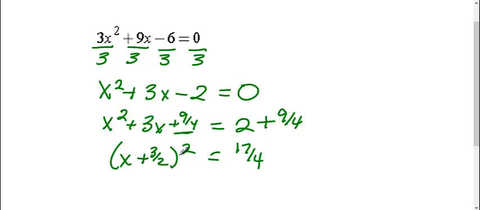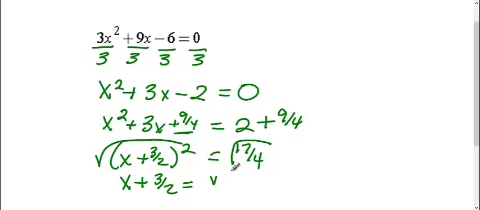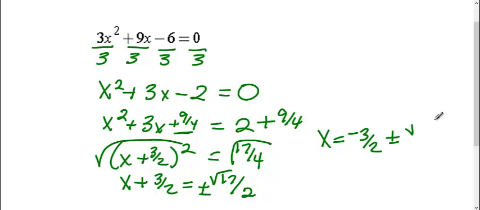Now I can use the square root method. For me to get rid of this squared, I'm going to take the square root of both sides. So here I get x plus 3 halves equals, when I take the square root here, square root of 17 is there, square root of 4 is 2. Okay, then I am going to move that 3 halves, and I can't forget my plus or minus. Then I'm going to move the 3 halves to the other side, so I need to subtract it. So I get negative 3 halves plus or minus the square root of 17 over 2.